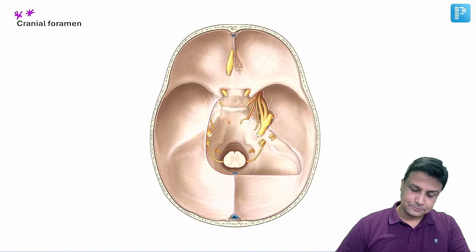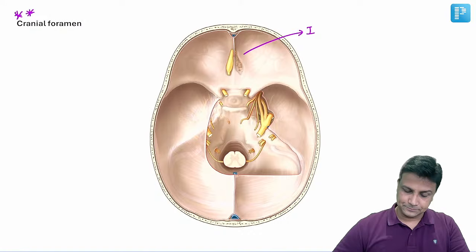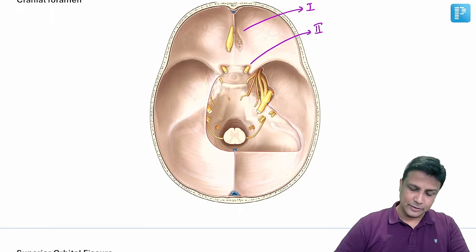Now this is the cribriform plate here. Passing from the cribriform plate will be the cranial nerve number 1, the olfactory nerve. Now this one here is the optic canal. From the optic canal there will be the optic nerve passing from here. Till here it is very much easier.